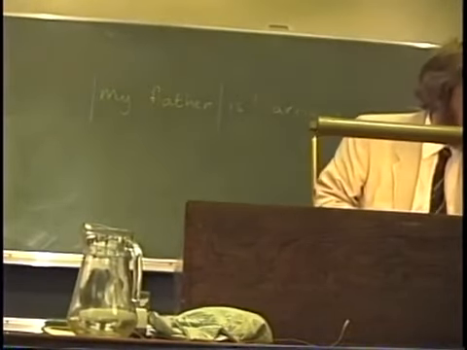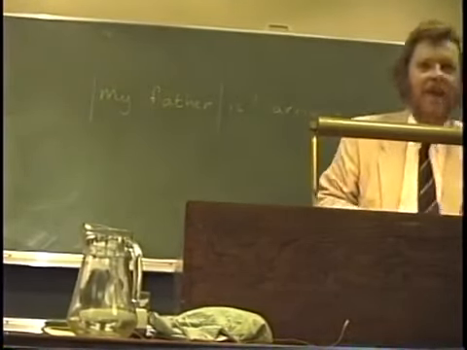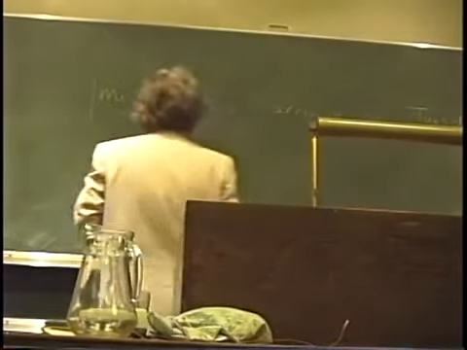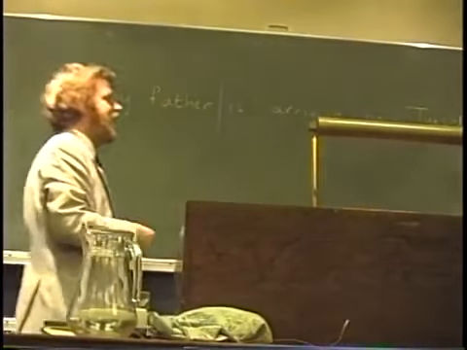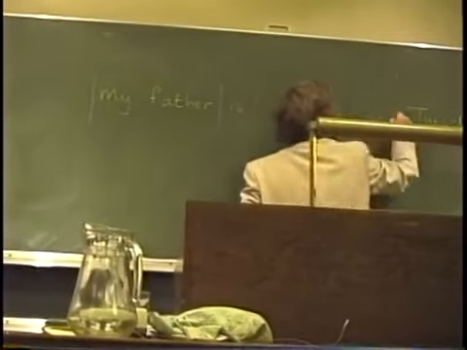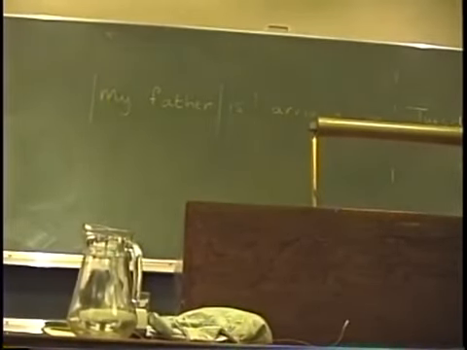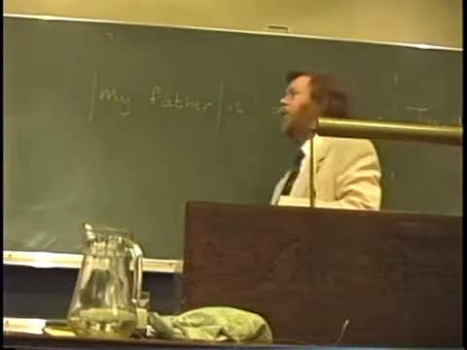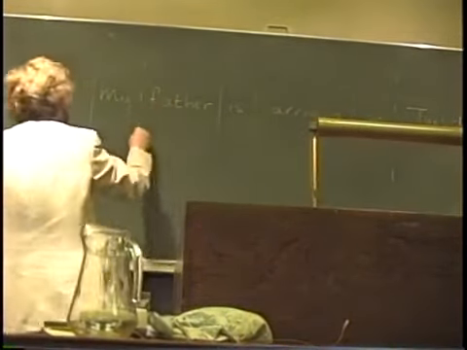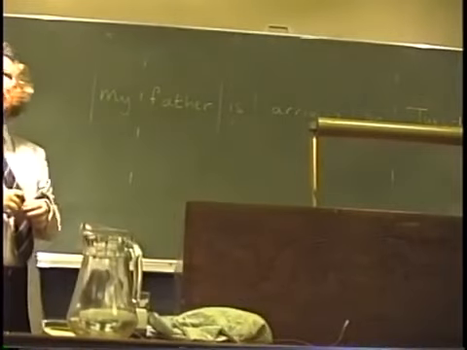Let's have a different colour. For example, this is an extremely unlikely place for a word group boundary. If I put one there and nowhere else, then I would say something like, my father is arriving on Tuesday. Sounds very odd. Another place which is very unlikely that I'm going to put the word group boundary is there. My father is arriving on Tuesday.